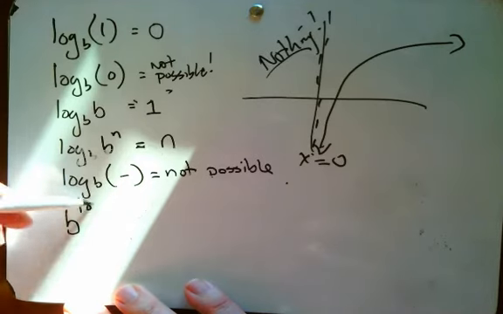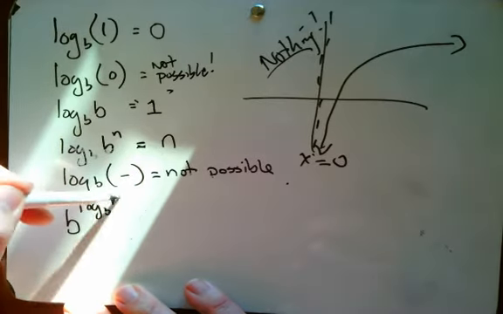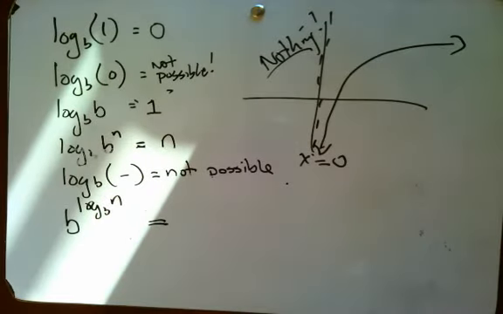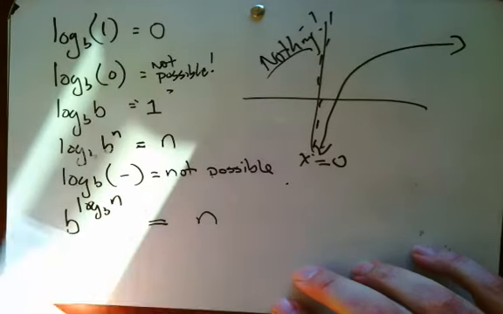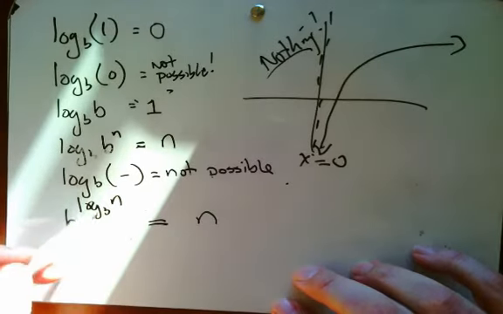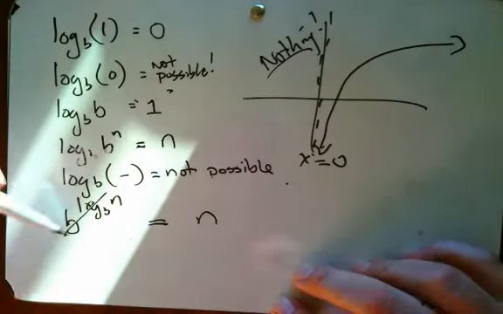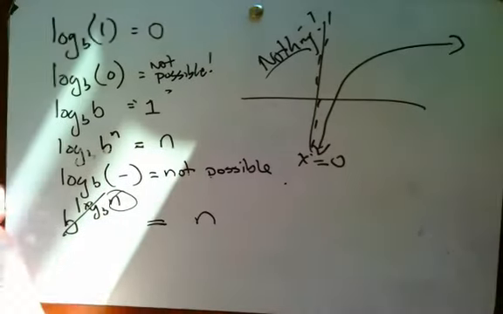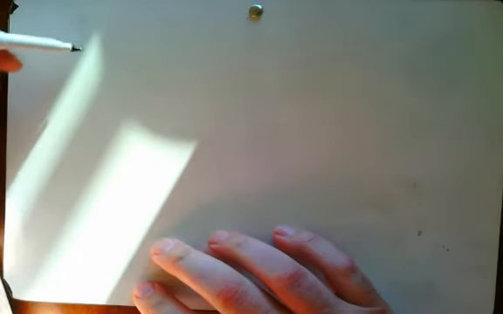All right, last one. b raised to the log base b of n. Well, this should be n because b to the power of and log base b are inverses and undo each other, and so we're left with just n. Okie doke. All right, well, let's move on to a review of using the one-to-one property.